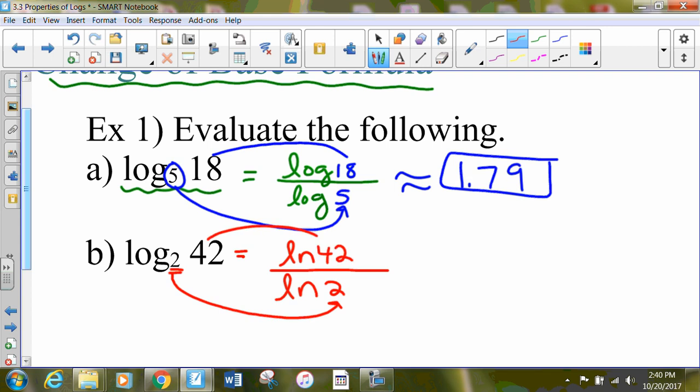So we are saying that log base 2 of 42 is the same thing as natural log of 42 divided by natural log of 2. And if you put it into your calculator, you would get approximately 5.39. If you would have done log of 42 divided by log of 2, you would have gotten the same answer.